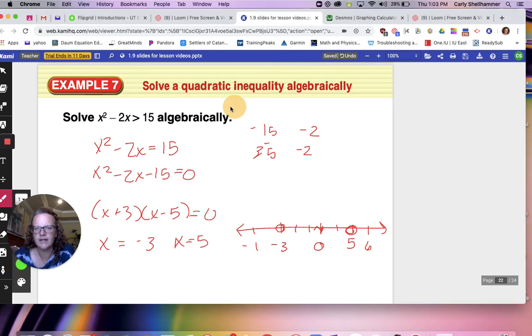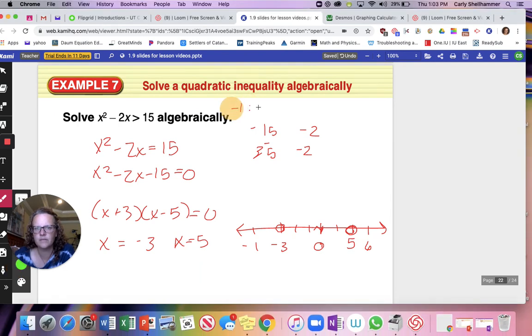If I test a negative 1, I'm going to get negative 1 squared minus 2 times negative 1. Is that greater than 15? No. So you don't want to test there. So I don't want to shade on that side of it. Let's go ahead and test 0. If I plug in 0, is 0 greater than 15? No. So I don't want to shade there.